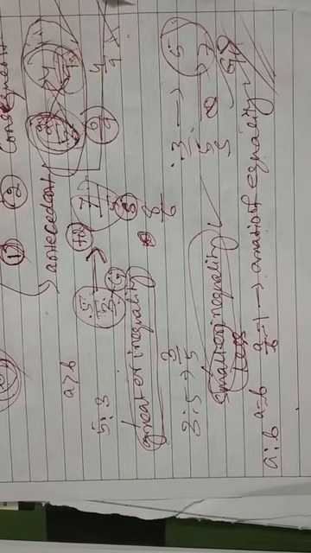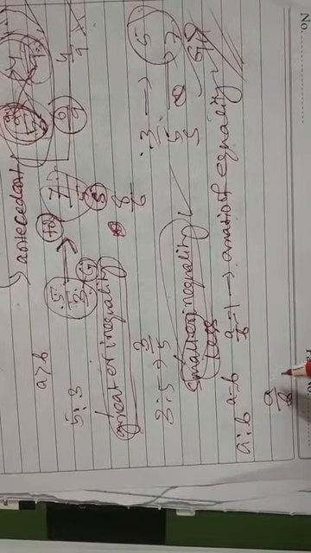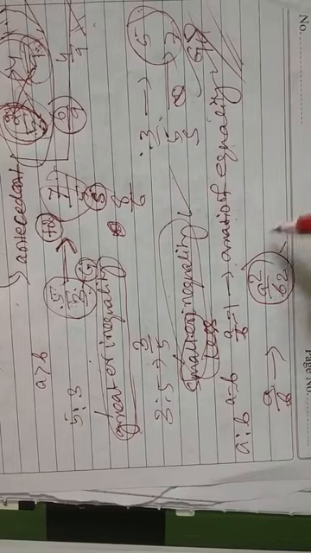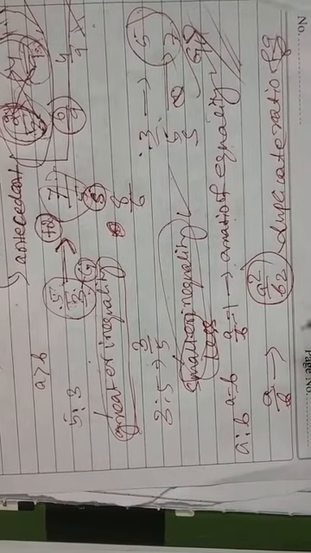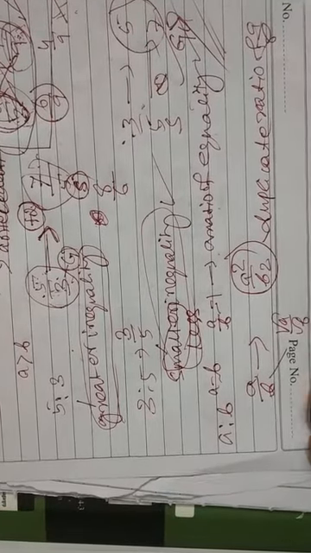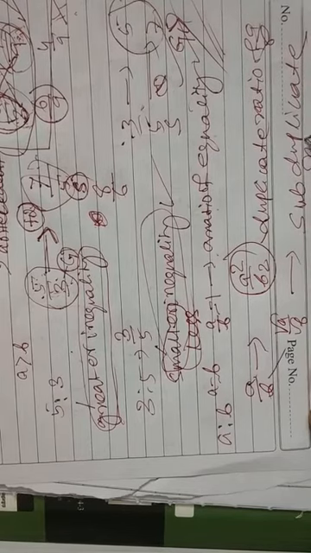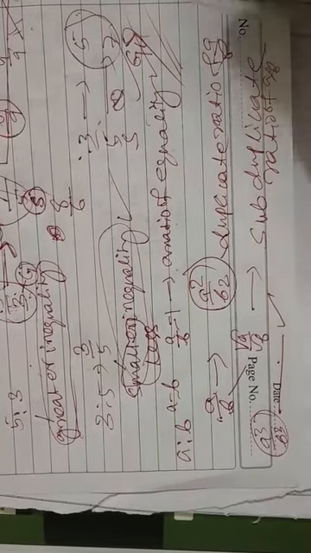Let us continue with this ratio. If A by B is a ratio, if I take the square, I get A square by B square, called the duplicate ratio of A by B. If I take the root, I get the subduplicate ratio of A by B. If I take the cube, it is called the triplicate ratio of A by B. If I take the cube root, I get the sub-triplicate ratio of A by B.